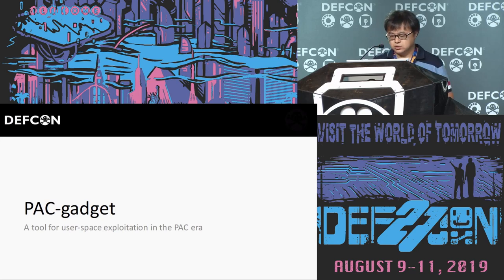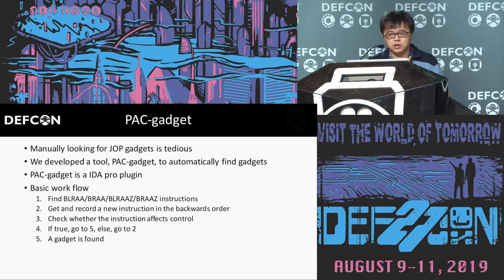Next, I will show that in order to do JOP attacks in the PAC era, we have developed a new tool, which is called PAC-gadget. Why do we want to build this tool? We build this tool because manually looking for JOP gadgets is very tedious. So this tool will be used to automatically find the JOP gadgets in binaries protected by pointer authentication. And we developed PAC-gadget as an IDA Pro plugin.